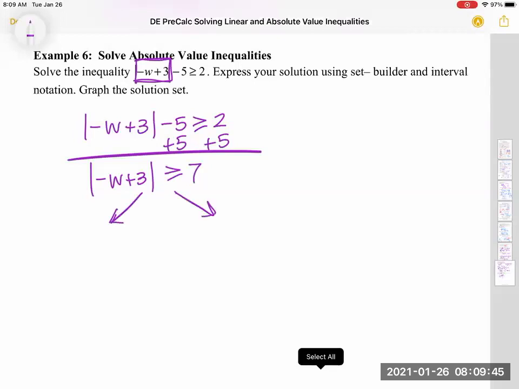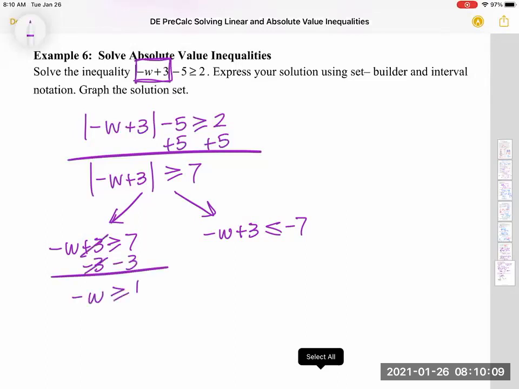Now make two equations. Negative w plus 3 is greater than or equal to 7, and negative w plus 3 is less than or equal to negative 7. Subtract 3 from both sides. Negative w is greater than or equal to 4. Subtract 3 from both sides. Negative w is less than or equal to negative 10.